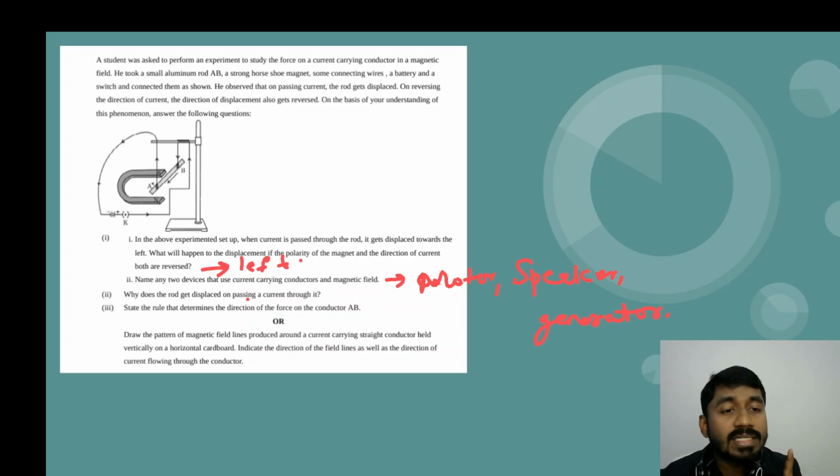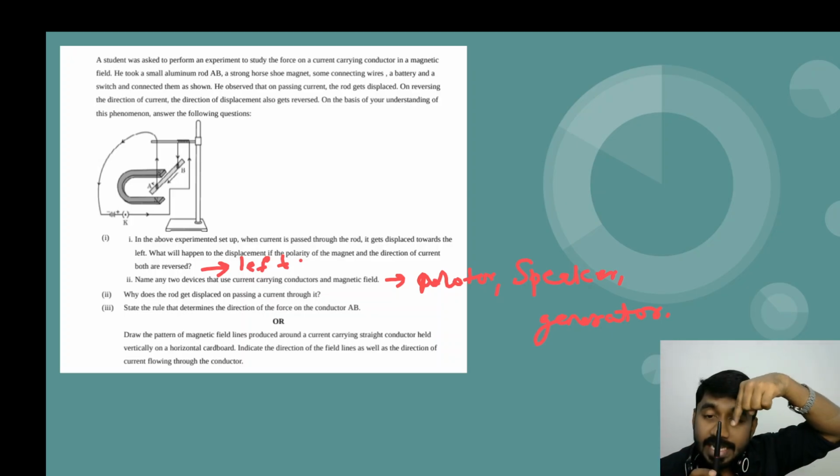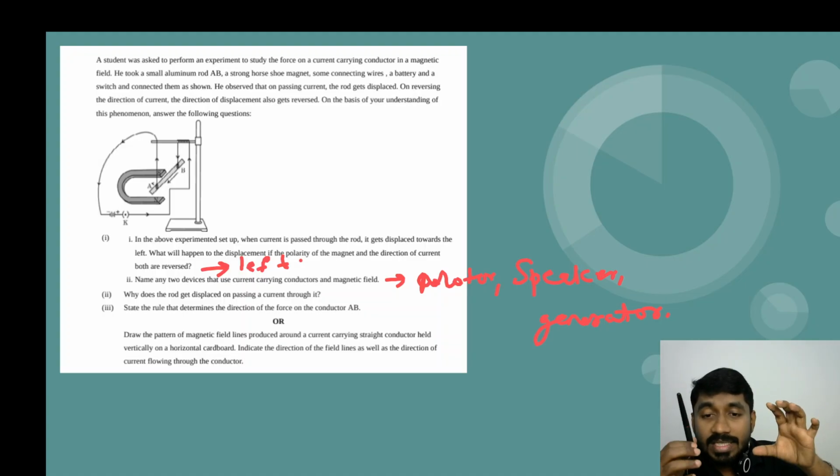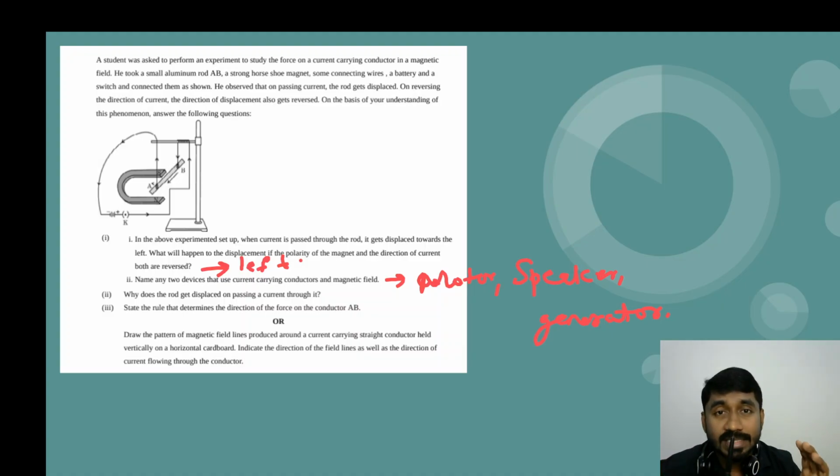Why does the rod get displaced on passing a current through it? Because when a current is passing through a conductor, it will generate a magnetic field around the straight current carrying conductor in the form of circles. So this current carrying conductor has a magnetic field. This magnetic field is interacting with some other magnetic field. Because of these two magnetic fields, a force will be experienced on the conductor. Understood? So this is the reason it is getting the force.